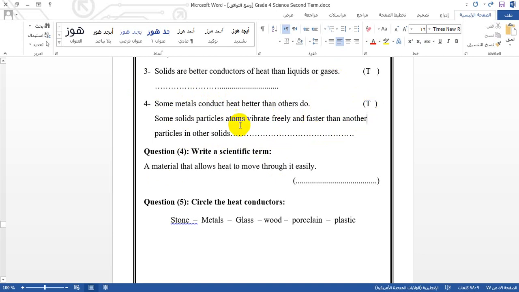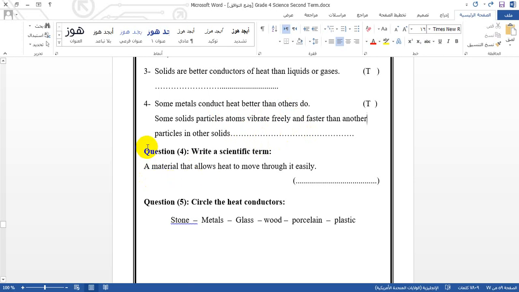I give a scientific reason to understand why metal heats up more, or absorbs heat more, than wood or plastic, because all of them are solid, and all of you told me solids are much better than gas and liquid as conductors. But why is there a difference between solids in conduction? Because the particles themselves vibrate freely or not.